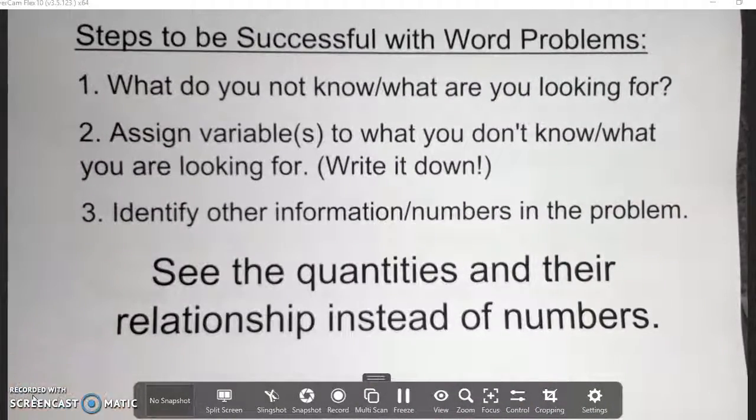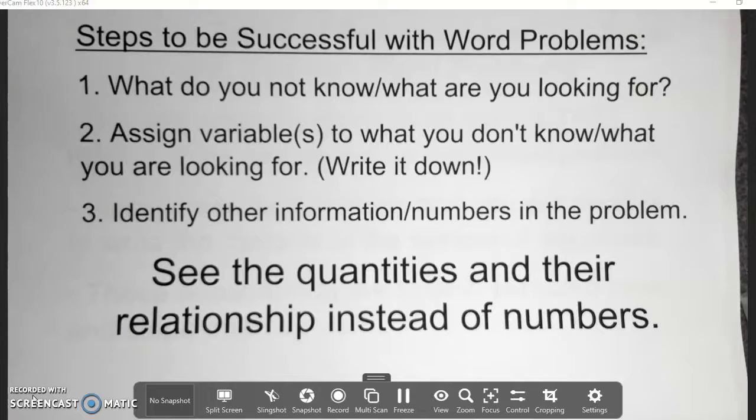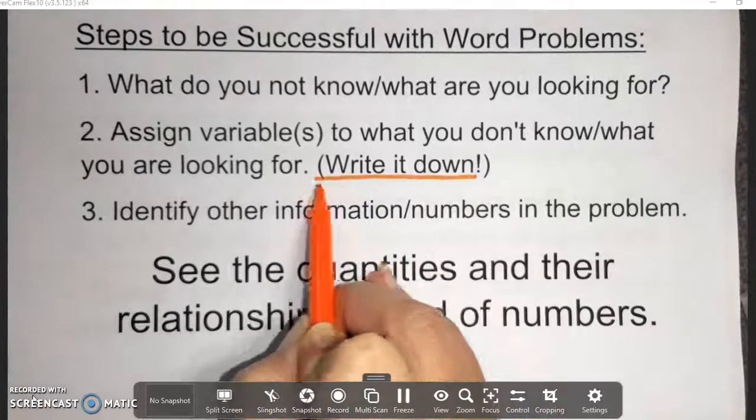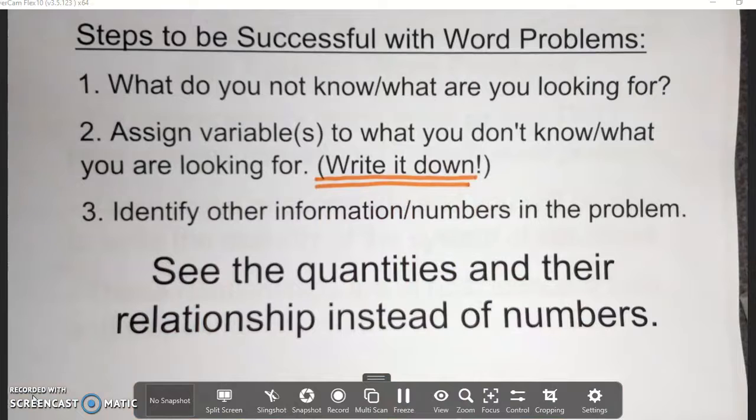Steps so that you will be successful with your word problems. Step 1. What do you not know and what are you looking for? That's one thing you have to identify. Step 2. Assign variables to what you don't know and what you're looking for, and write them down. Okay, we're going to practice with that, making sure you write it down. Step 3, identify other information and numbers in the problem. See the quantities and their relationship instead of just the numbers.